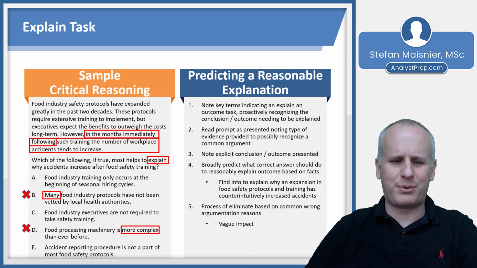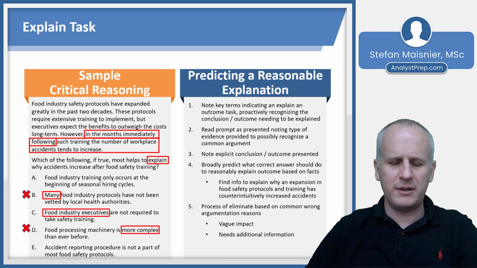Talking about food processing machinery being more complex than ever before, and choice D, okay, it's more complex. Does that mean it's less safe, more safe? I have no idea. So we can eliminate D for being vague as well. Of course, we can eliminate anything that requires additional information, such as choice C, that introduces the variable of food industry executives who are not required to take the safety training.